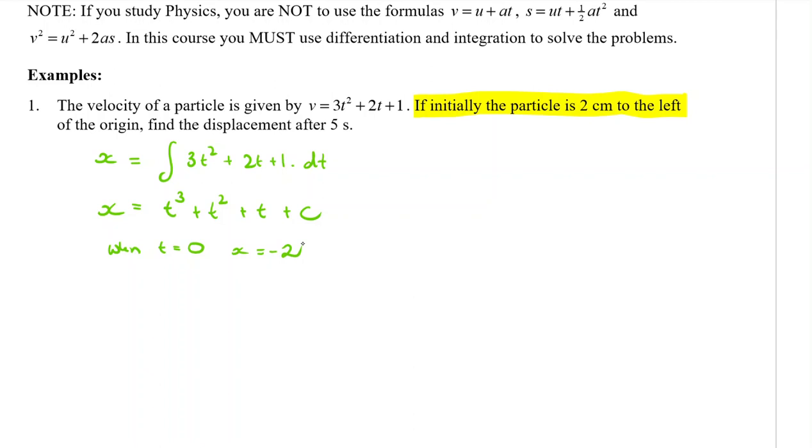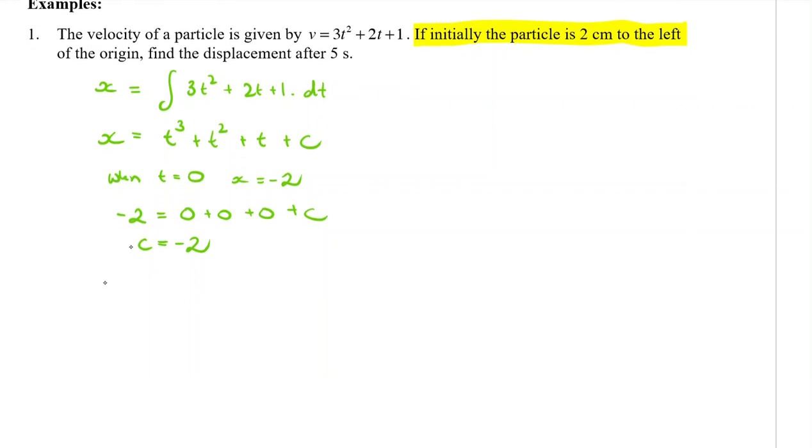So we're going to sub that into our equation. x equals -2, t is 0, and 0 squared and 0 and all those things are zeros except for the c, which means that c is equal to -2. All right, now we know the complete equation, which will be x equals t cubed plus t squared plus t minus 2. But we're still not done, because there is yet another part to the question that says, find the displacement after 5 seconds.